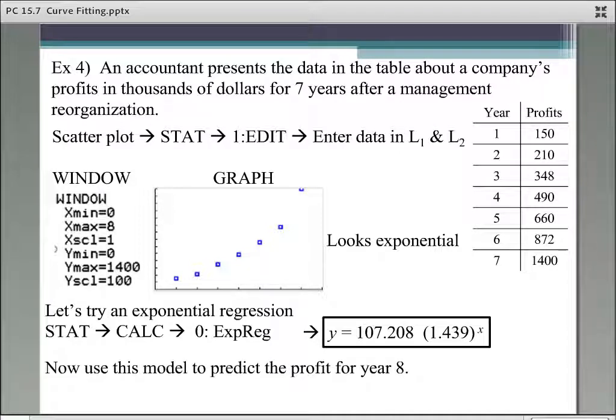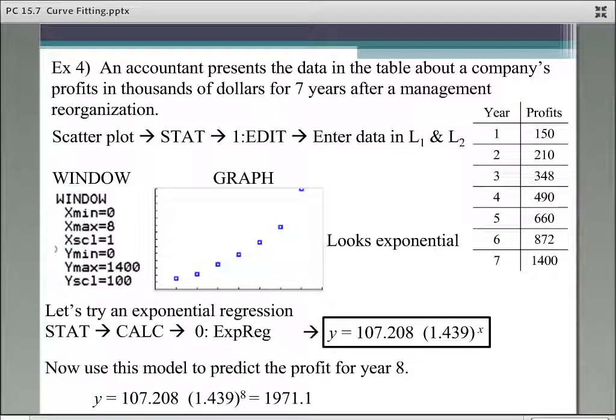And so now we're going to use this model to predict the profit for year 8. And to do that, you're predicting the profit. Profit was y, x was your year. And so for year 8, you're going to plug in an 8 for x. So you'll go 107.208 times 1.439, raised to the 8th power. My calculator gives me 1971.1.